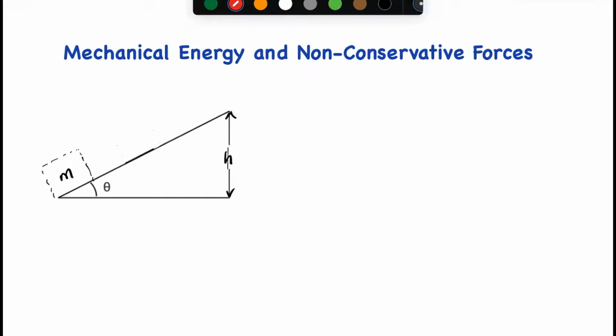Now let's start by saying this object, if it goes up, let's say it's moving in that direction. When it moves in that direction, there will be a force there, which is the Fg parallel, and there will be a friction force there. So in a real life situation, there will be those forces. Those forces, guys, are the conservative and non-conservative force.